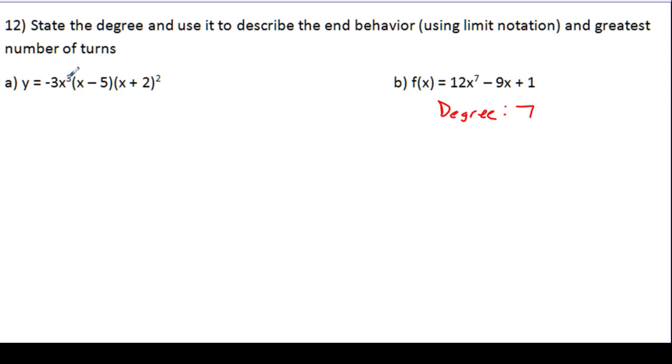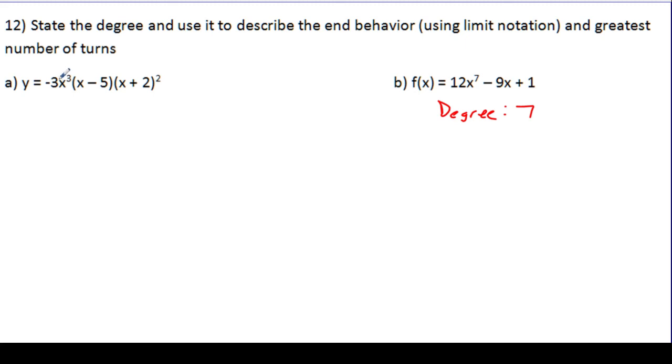it's a degree 3. Okay, if you compare these two problems, the big difference between them is letter B is in what we call standard form, which means all of the factors were multiplied together and I have one big expression. That is the situation where you look for highest exponent. In this problem, I actually broke it up into all of its simplest factors. When that happens, we need to do something different.